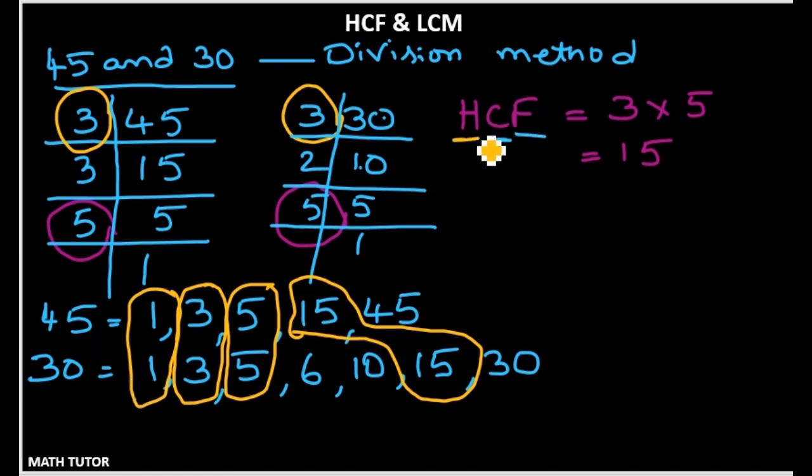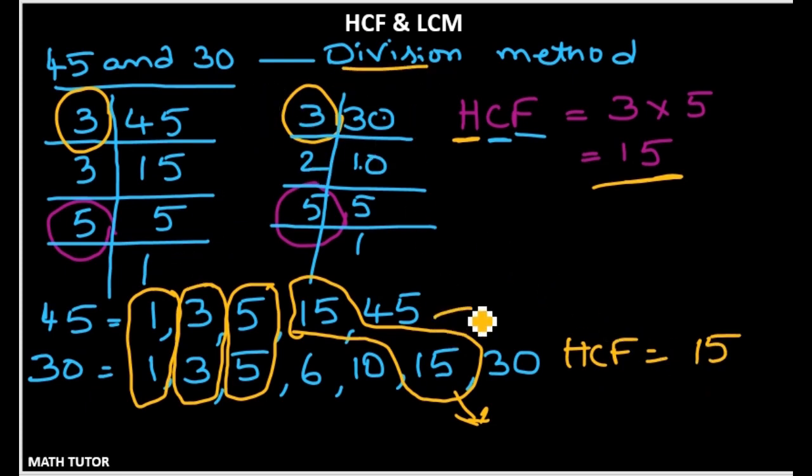Next thing is I have to find out the highest common factor out of 1, 3, 5 and 15, which is the highest number. 15 is the highest number. So the HCF, highest common factor, for 45 and 30 will be 15. So there are two methods. This is the division method. This is the prime factorization method, which we use to learn HCF.